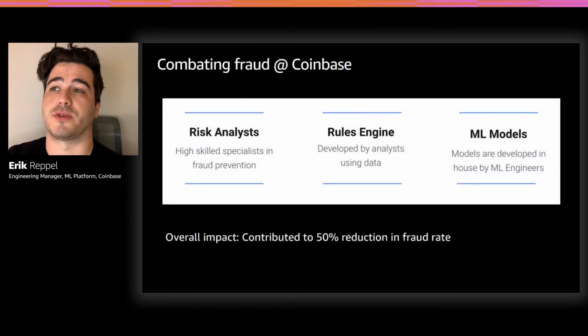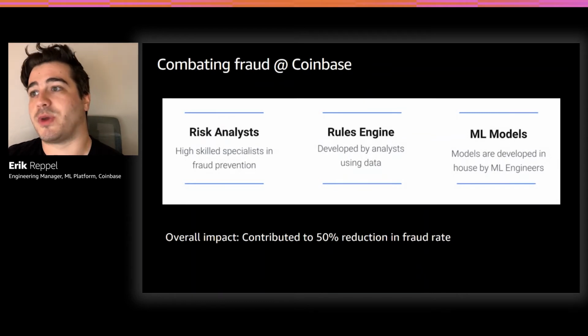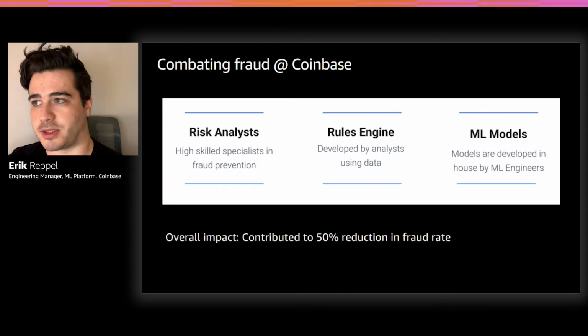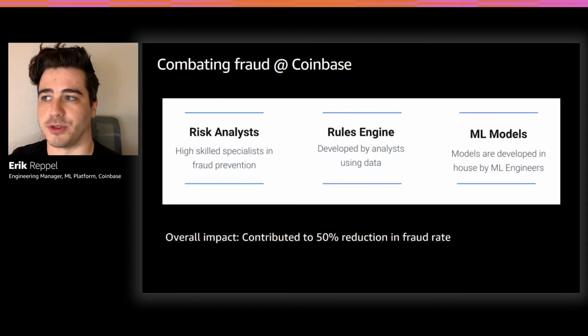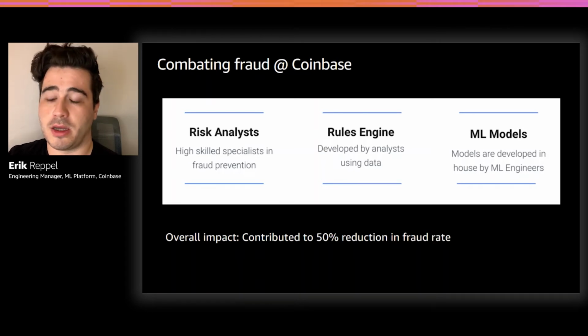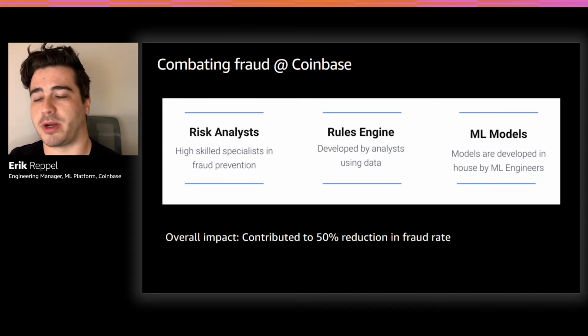We use a variety of techniques for combating fraud at Coinbase. First, we have our risk analysts. These are highly skilled specialists in fraud prevention who use internal tools to track and assess clusters of fraudulent users. Next, we have our rules engine, an online system for applying rules against transactions and users, where the rules are developed by our analysts. And finally, we have our ML models. These machine learning models are developed in-house in order to automatically detect fraud happening at both the user and the transaction level. These three systems together have contributed to us reducing our fraud rate by 50% between 2018 and 2019.